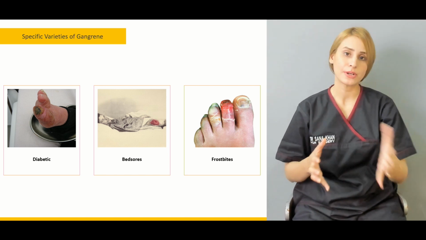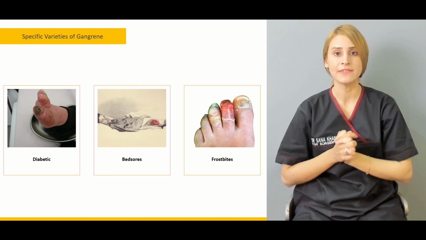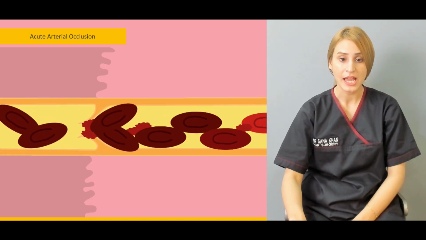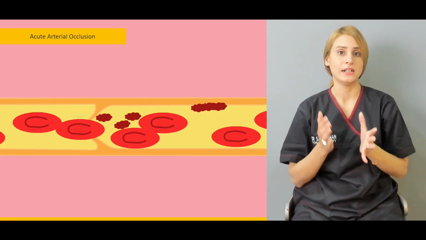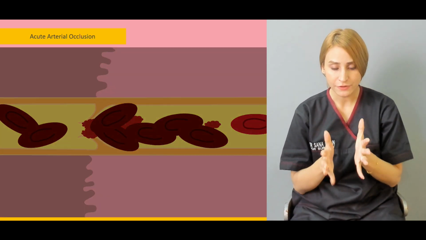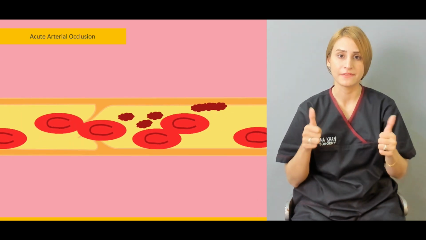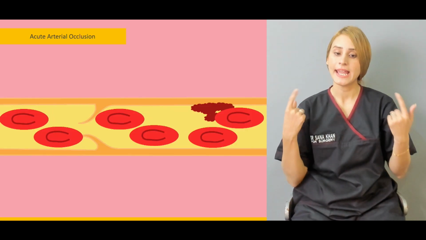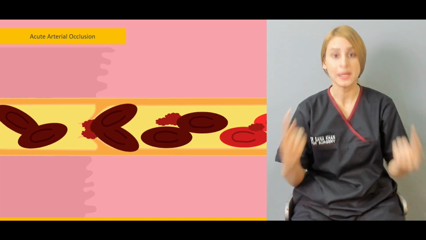The other, we talk about the bed sores, and we talk about the frostbite as well. Now, this is a very important topic to be discussed, which is about acute arterial occlusion. So again, most of the time, we talk about two very important phenomena. One is the formation of the thrombi, and the second one is the emboli.